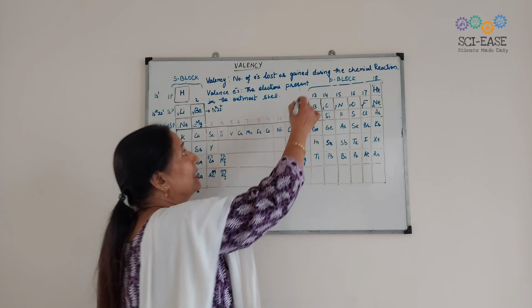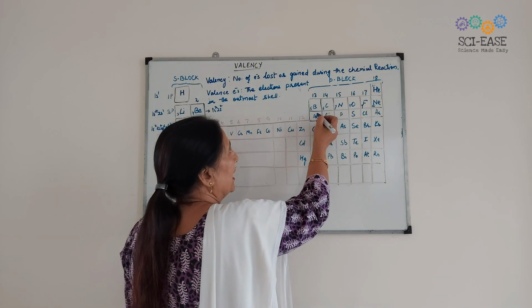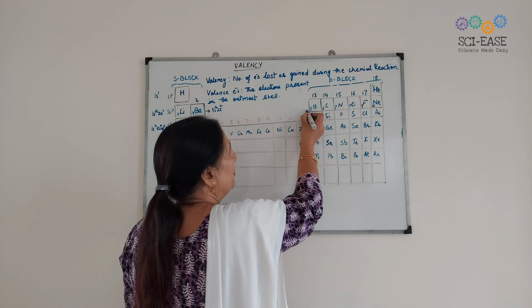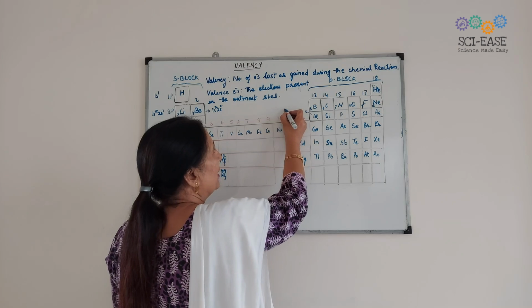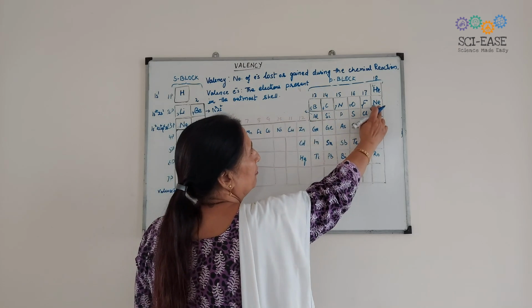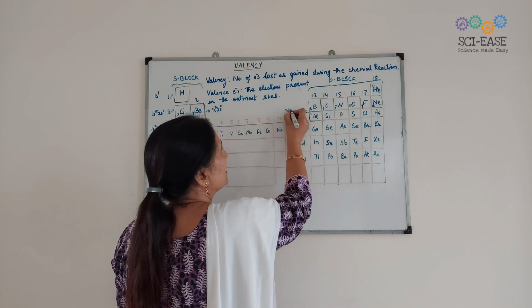Now come to the 13th group. You can take aluminium. It will have the configuration of neon, that is 10.